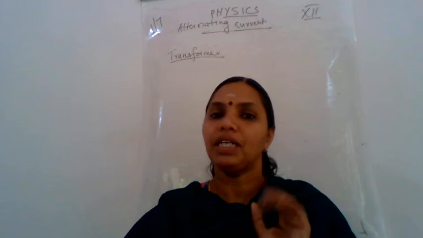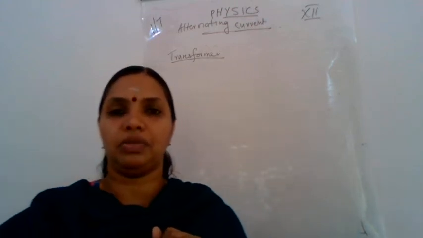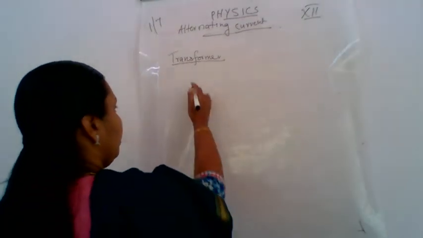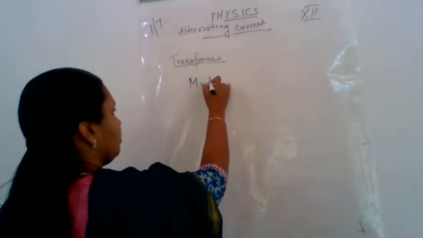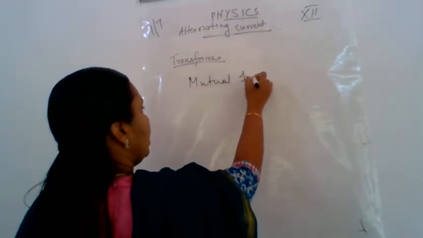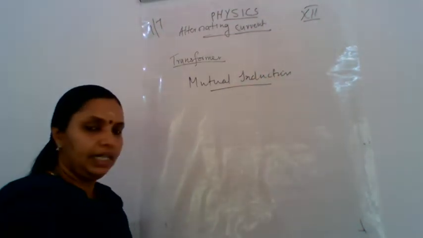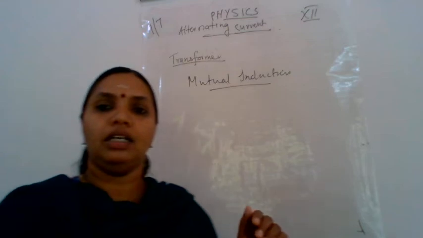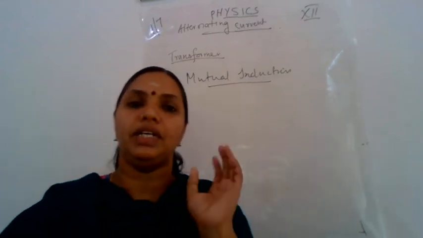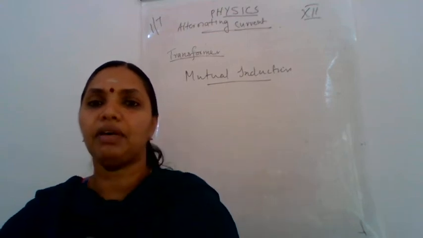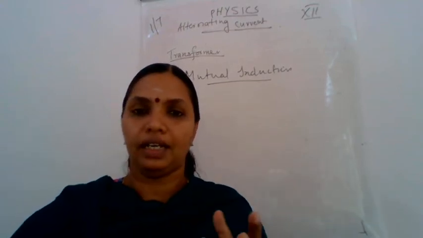And what is the working principle of this transformer? The working principle of the transformer is nothing but mutual induction. So we know what mutual induction is. There are two coils, and whenever the flux associated with the primary coil changes, an EMF will be induced in the secondary coil, isn't it?